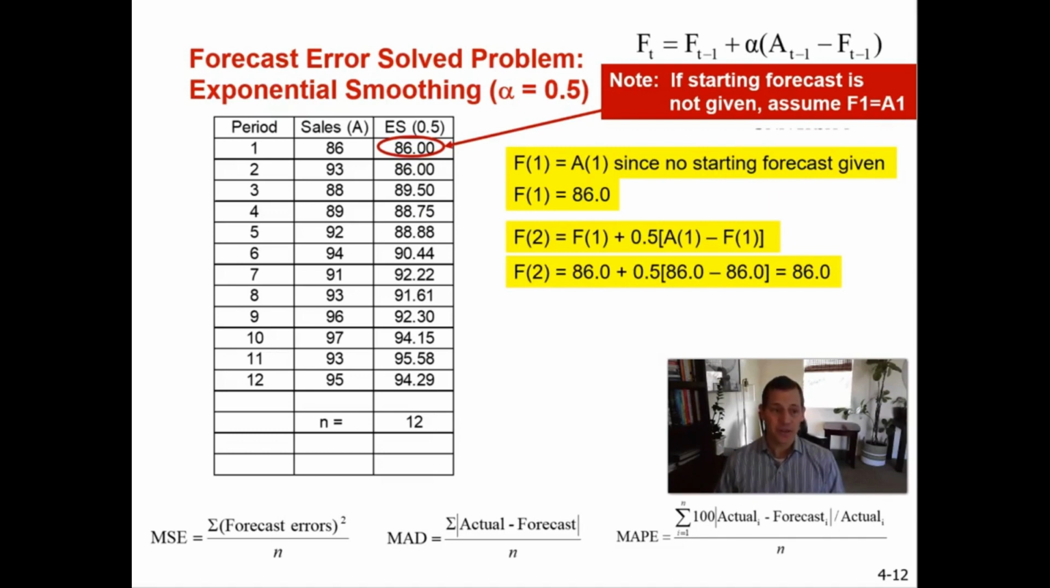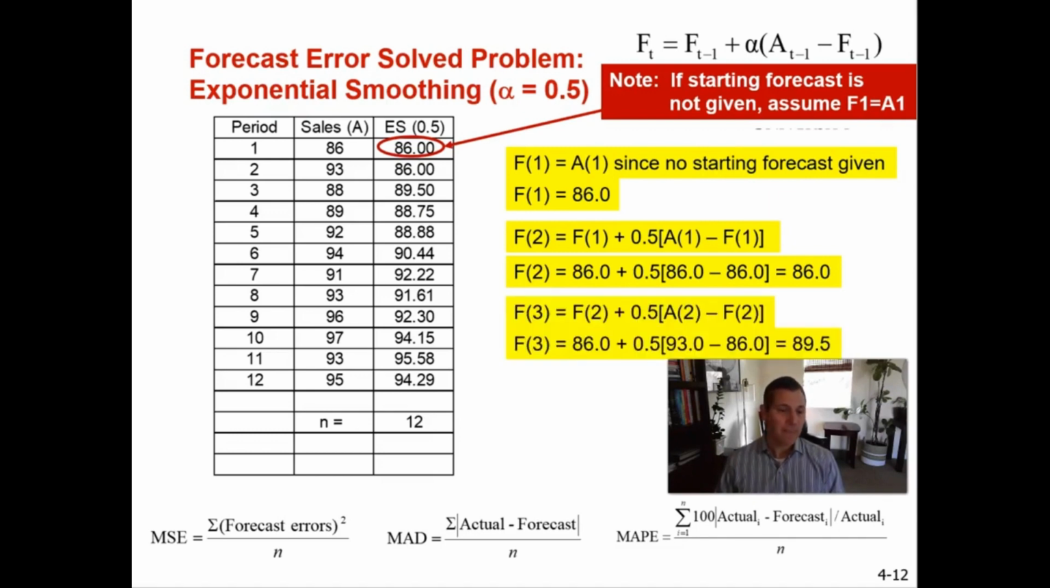Now let's do period 3, where things get changed up. For period 3, your forecast for period 2 was 86, your actual for period 2 was 93. So you're going to take 93 minus 86, and that gives you 7. 7 multiplied by 0.5 will give you 3.5. So when you add 3.5 to 86, your forecast for period 3 is now 89.5.